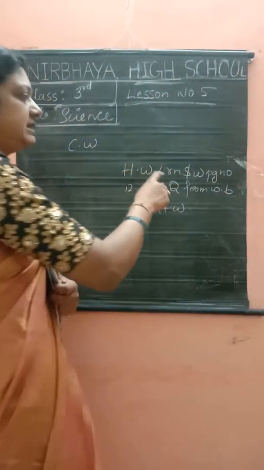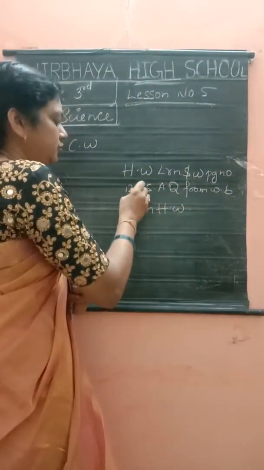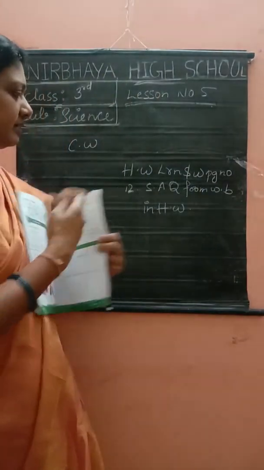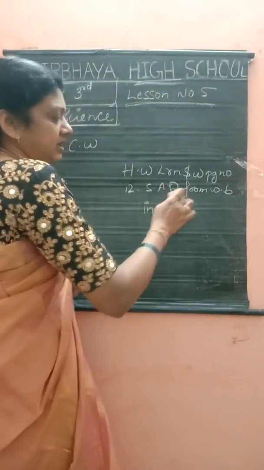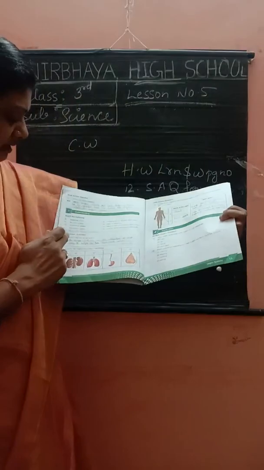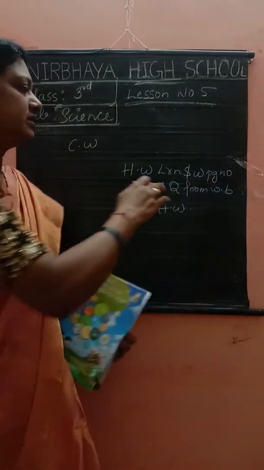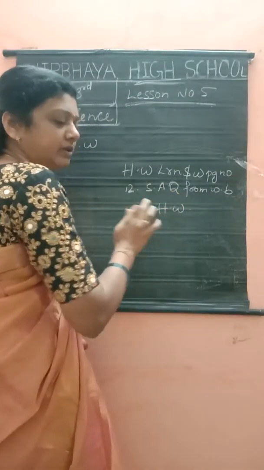Yes, children, your homework: learn and write page number 12. On page number 12, you have to write the short answer questions, this one, the 7th one and the 12th one. From the workbook in homework, you have to write. Okay, children?